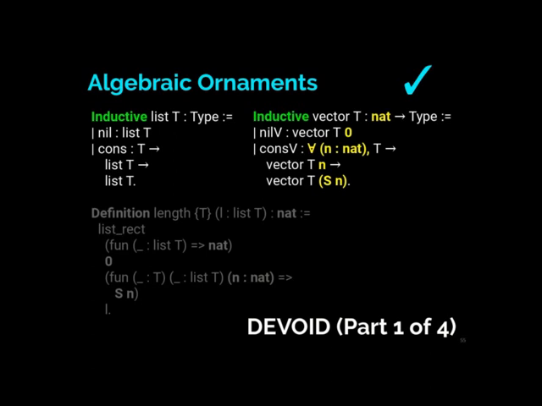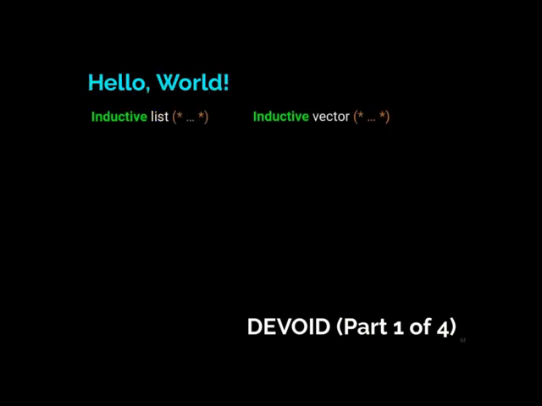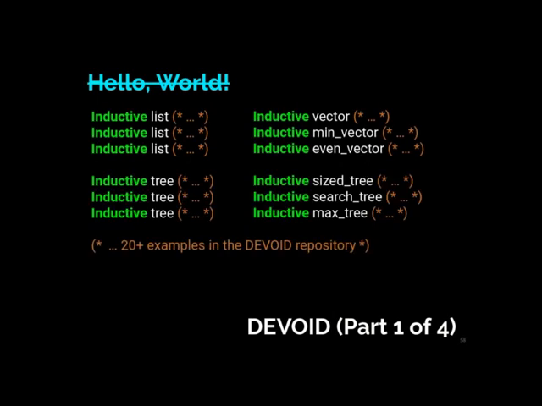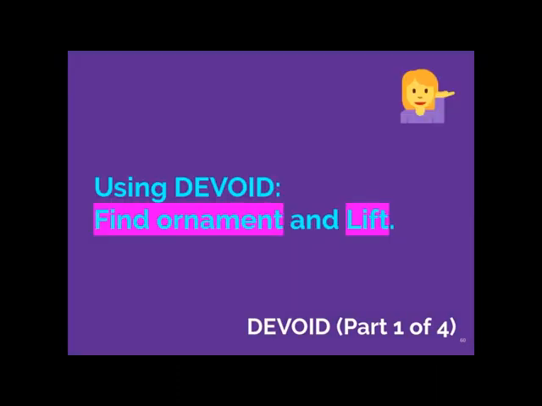So here, the vector is our new type. The old type is a list. Our new index has type nat, and this is determined by the length function of the list. So this describes our hello world example. It also describes many more examples, and you can find a lot of these inside of the Devoid repository. But for the sake of this talk, I'm going to focus mostly on this hello world example of lists and vectors, just because it's easier to understand.